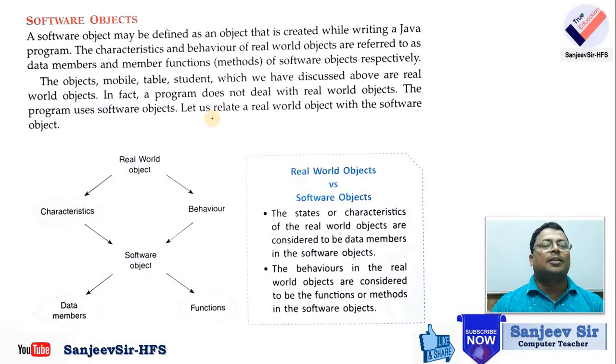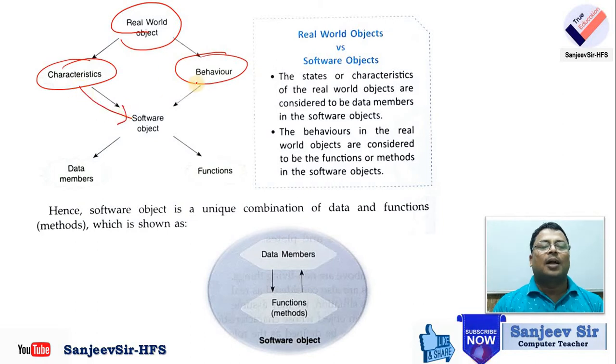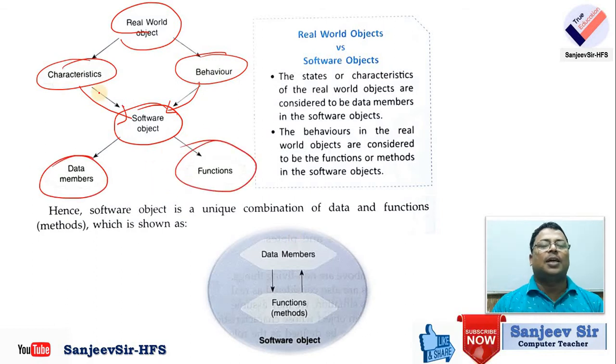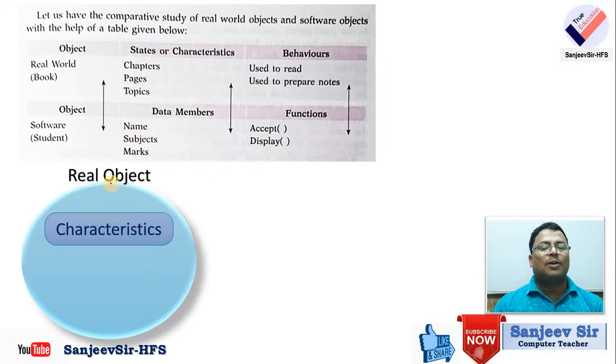Now we understand the software object. A real world object has characteristics and behavior, and these are combined in a software object as a data member and a function. Whatever the characteristics are, that is the data member here, and whatever the behavior is, that is the function here. We understand this with one example. You see here a real world object having characteristics and behavior.